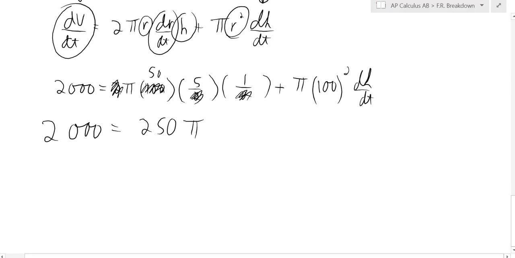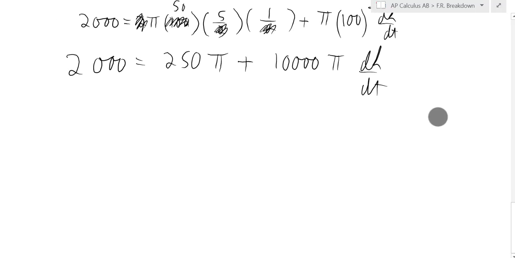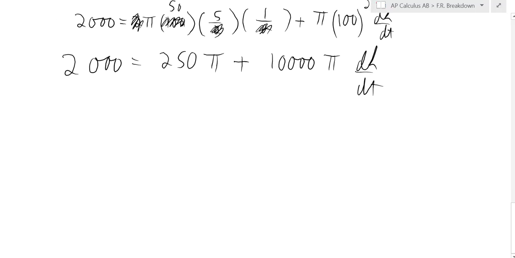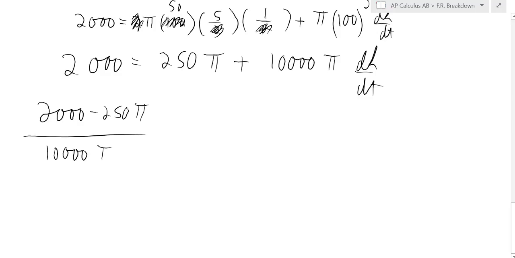Okay, so 250 pi on that side. That's correct, right? Okay. And then we're going to have plus pi times 100 squared, which is just 10,000 pi dH dt. And solving that, we're going to minus 250 pi. So it's 2,000 minus 250 pi, and we're going to divide by 10,000 pi. And that is what dH dt is.